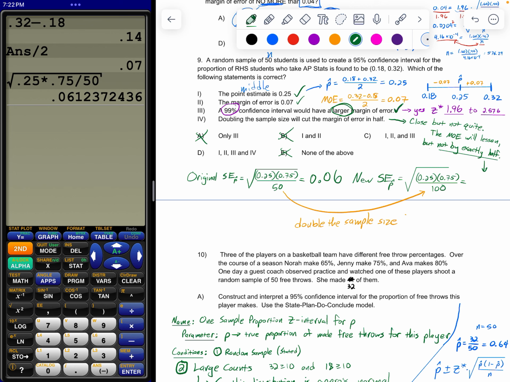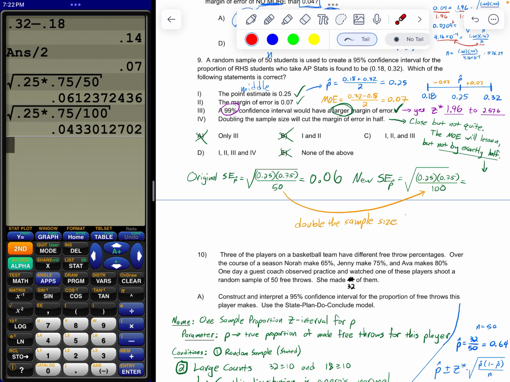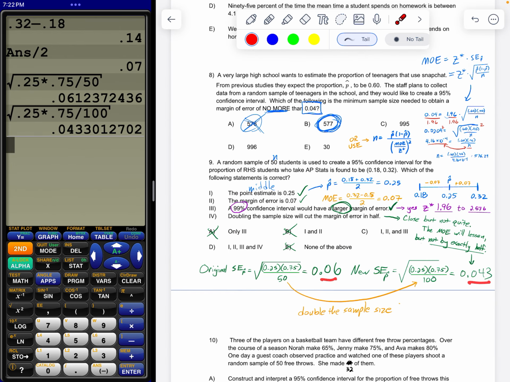Okay, and then if I do this one, now I have 100, and now I've got 0.043. So I doubled the 50 to 100. Did this number get cut in half? It did. At this point, I am not changing Z star. I'm only changing this because the only thing changing is N.